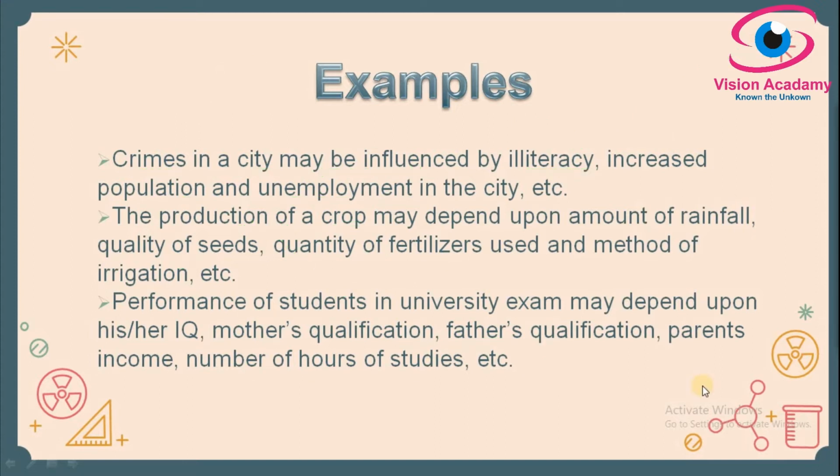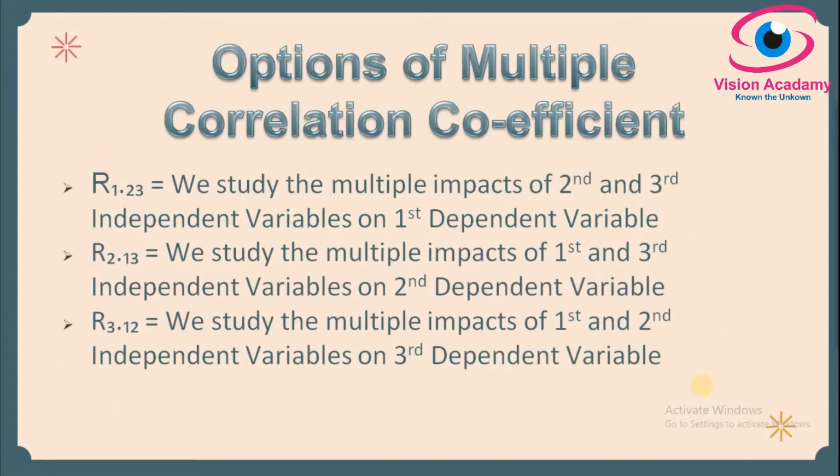So let us move further. In multiple correlation we have to find multiple correlation coefficients. We have three options for the multiple correlation coefficient: one is R1.23, second is R2.13, third is R3.12. Finally, you need to obtain the results of these three multiple correlation coefficients. So these are the three available options.